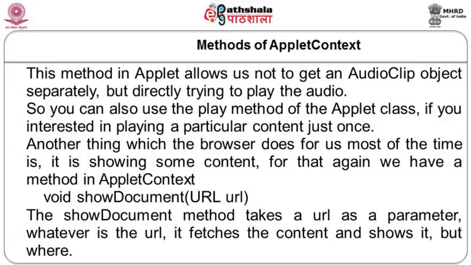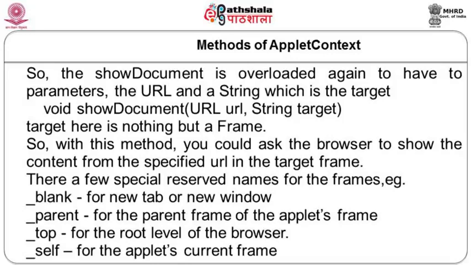Browser. The main thing we do most of the time is showing some content here and there, right? For that, we have a method called showDocument. Applet Context has this method called showDocument. It takes a URL, and whatever page corresponds to that URL, it will fetch and show it. But where? The showDocument method has two parameters, the URL and a string, which is the target.